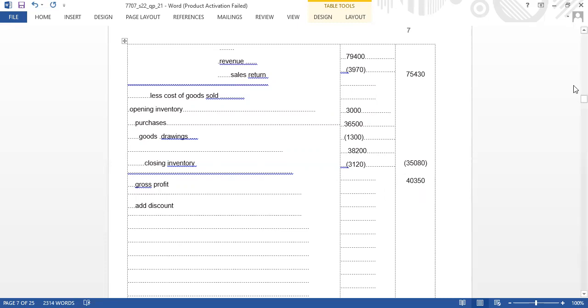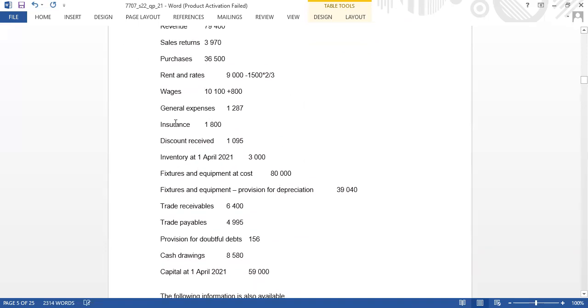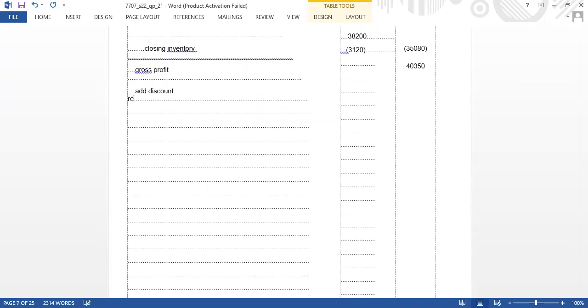Then we have any other discount or any other income that is given in the question. It is written that we have discount received 1,095, insurance, general expenses, wages, rent, that is expenses. Discount received will be added: 40,350 plus 1,095. That will give us 41,445. Then we have less expenses.